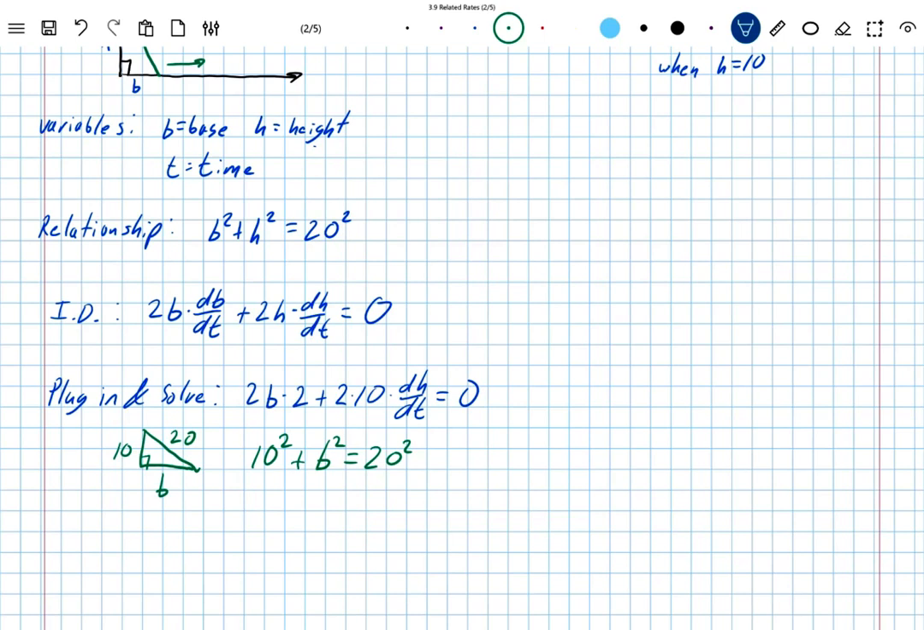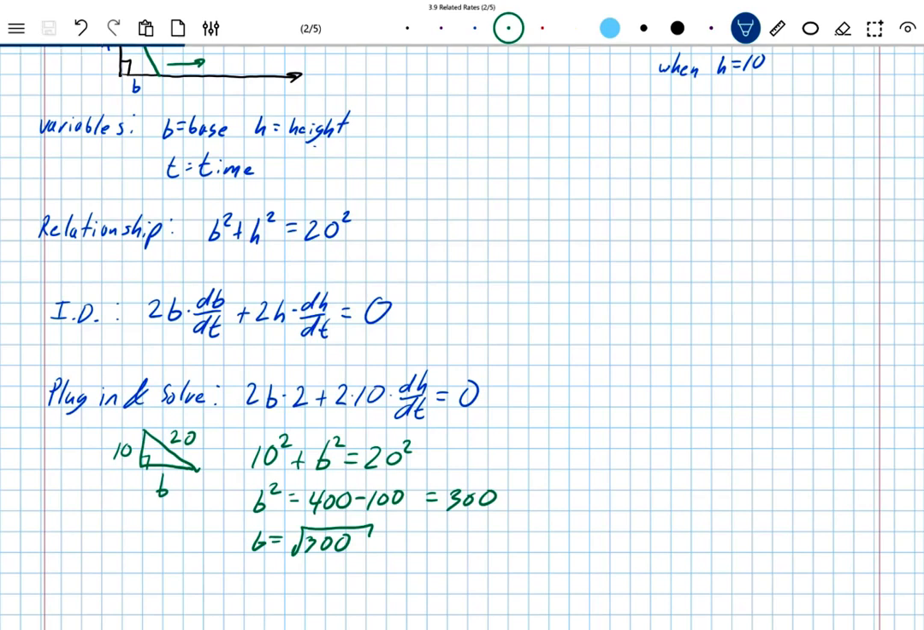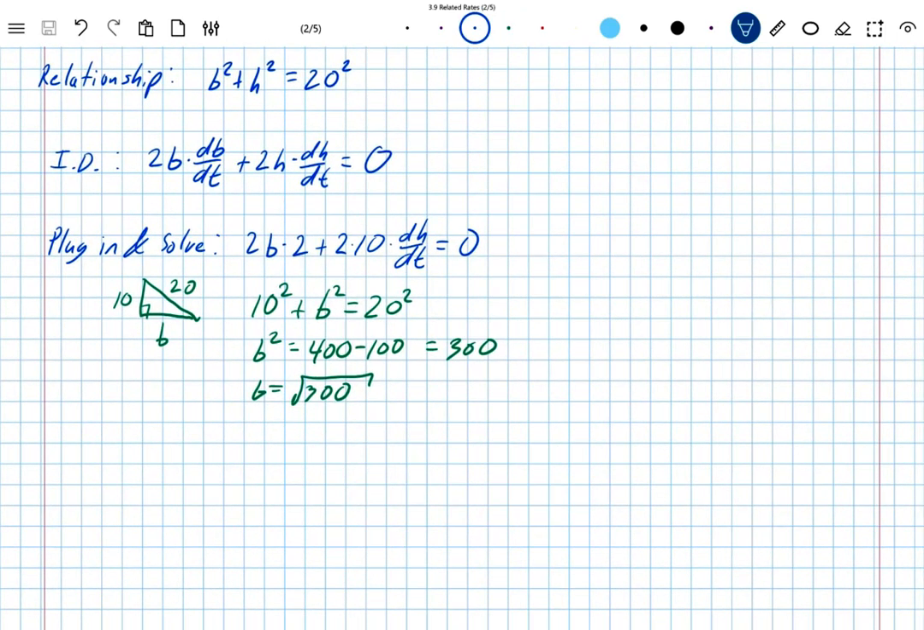It looks like b squared is equal to 400 minus 300, which is equal to... I don't know why I did 300. I got ahead of myself. 400 minus 100, 20 squared minus 10 squared, which is 300. There we go. So b is equal to the square root of 300. Notice the math says plus or minus square root of 300, but I know that b is a length, so I know I want the positive one. Fantastic. Almost there. Let's plug that in to our equation.